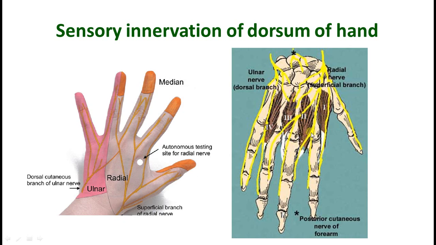The lateral 3½ fingers are supplied by the dorsal cutaneous branch, or the superficial branch, of the radial nerve only up till the middle phalanx. The distal phalanx and the nail bed region are mainly supplied by the median nerve. Apart from the extensor tendons of the dorsal aspect, you see this dorsal interosseous. We will come to it in the intrinsic muscles of the hand. So radial nerve: 3½ fingers excluding the nail bed region. Ulnar nerve: medial 1½ fingers and dorsum of the hand. The nail bed region cutaneous innervation is by the median nerve.